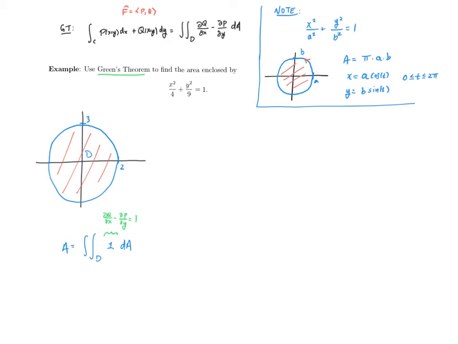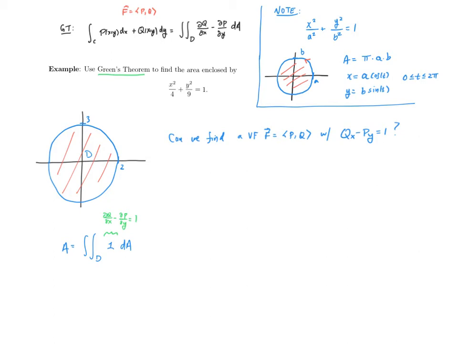So in order to apply Green's theorem, we have a question to answer. Can we find a vector field F of the form p comma q with dq dx minus dp dy equals 1?